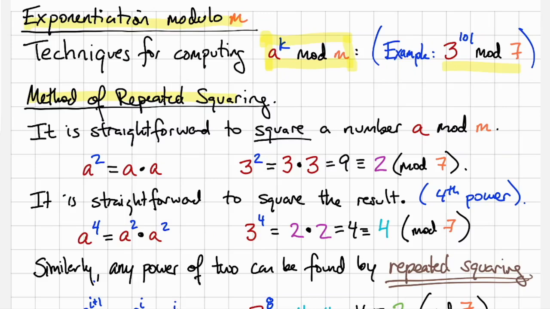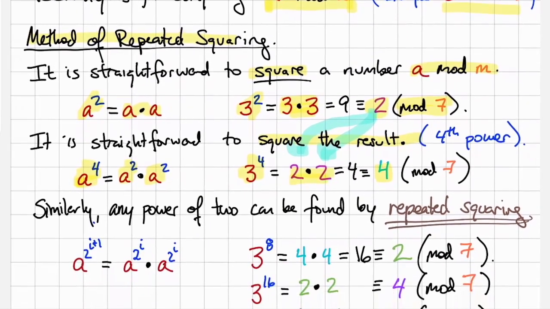In the last video, we learned how to multiply numbers together mod m, which means it's straightforward to square a number mod m. A squared is equal to a times a. For example, 3 squared is equal to 3 times 3, which we can reduce mod 7 to give 2. It's straightforward to square once, which means it's straightforward to square twice. A to the 4th power is equal to a squared times a squared. So if we wanted to calculate 3 to the 4th power, we would take this 2 and we would square it. 2 times 2 is 4, mod 7. If you do this again and again, you can find any power of 2 through repeated squaring.